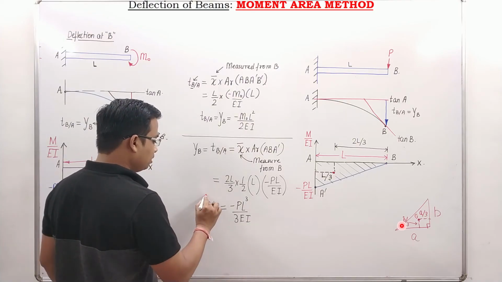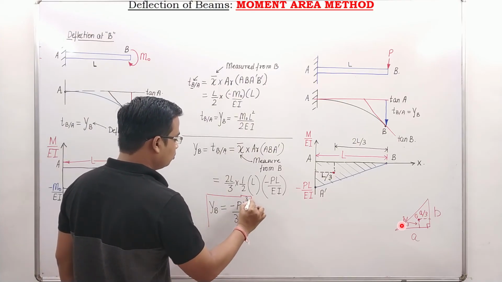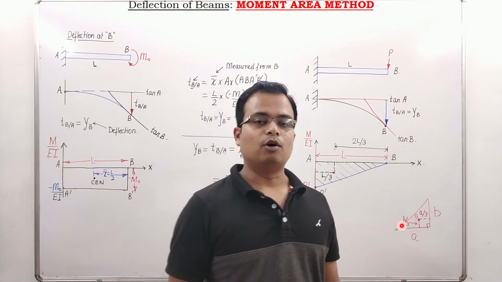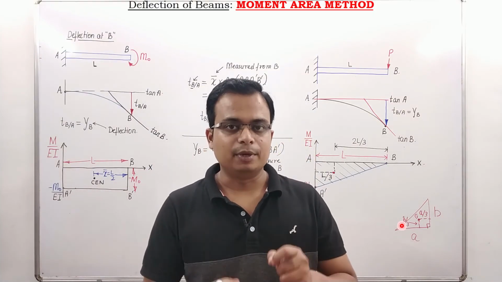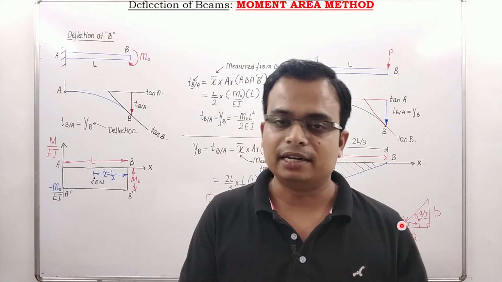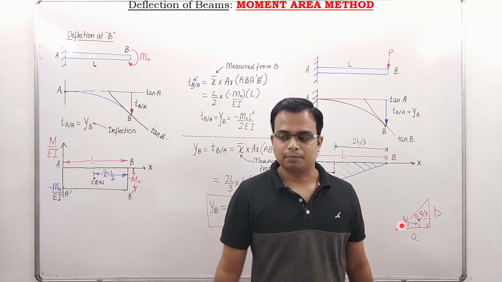And this is exactly how you can apply theorem number 2 of the moment area method to get the value of deflection at any point on a beam. Beam could be any, it could be a simply supported beam or a cantilever beam or even an overhanging beam.